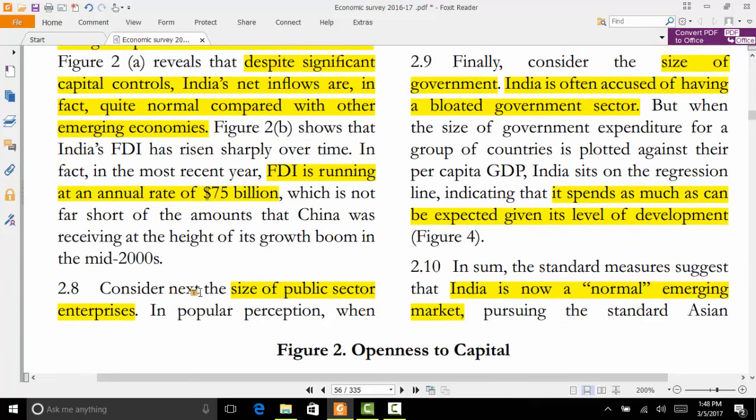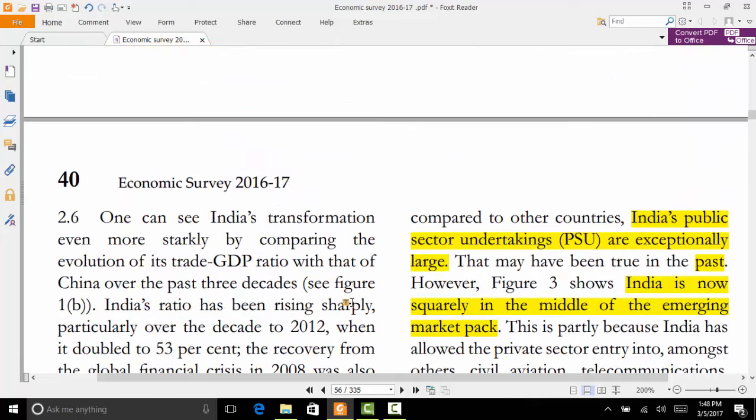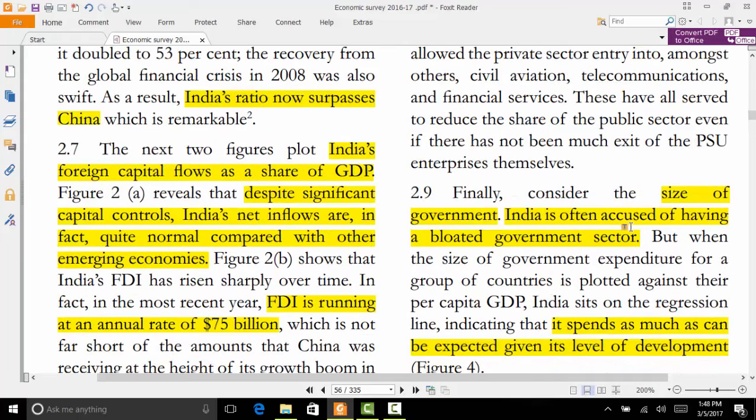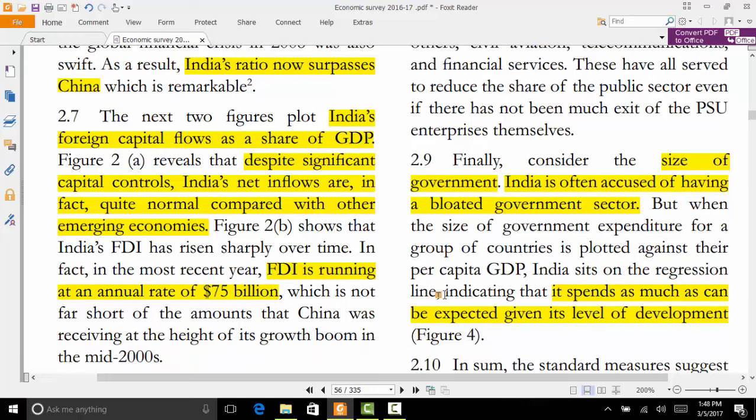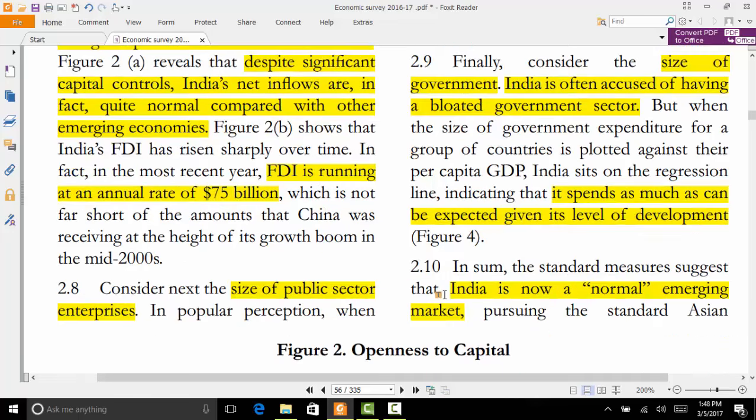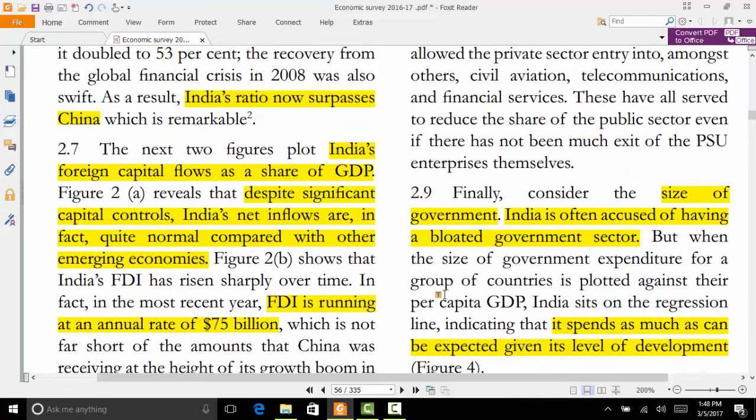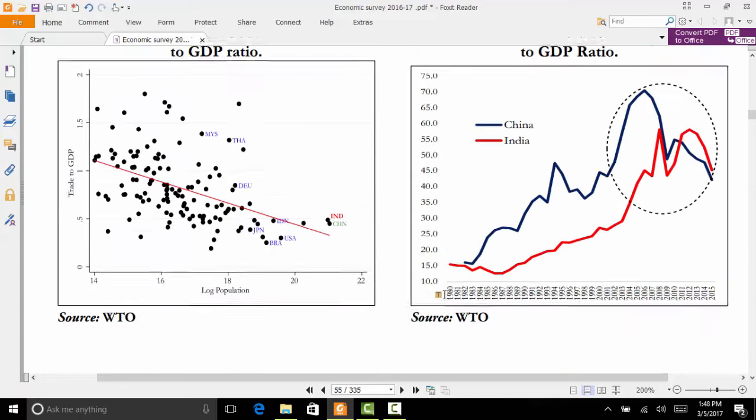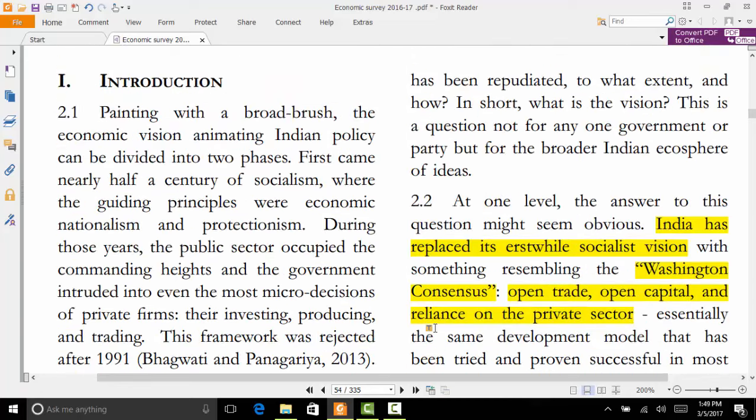Coming to the next one, it discusses the size of public sector enterprises. In PSU size, it says they are exceptionally large in comparison to other countries. So if they compare with other emerging markets, India is somewhere in the middle of that. Then it discusses the size of government. It says that it spends as much as can be expected given its level of development. So these are various factors by which India's openness is being judged.